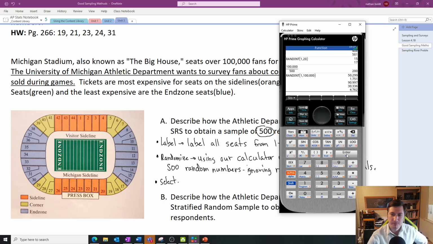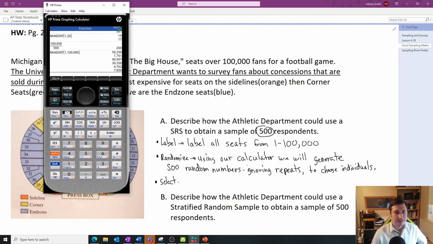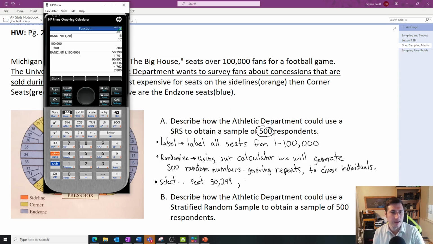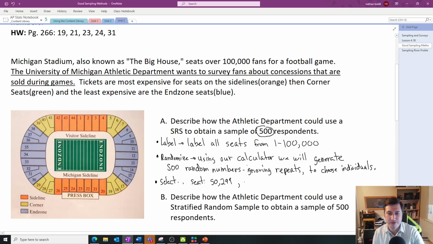So the first person we would go to is seat number 50,299. We would ask that person, all right, what do you think of the concessions here? Do you like the food? How's that hot dog? Then we would go to seat 1,751.